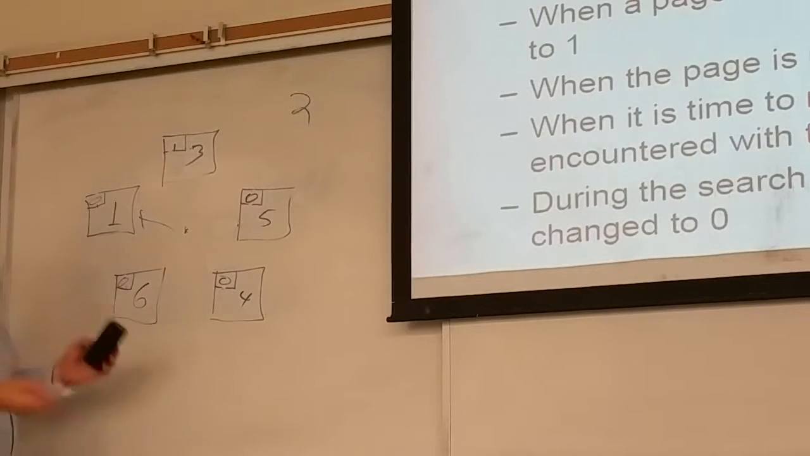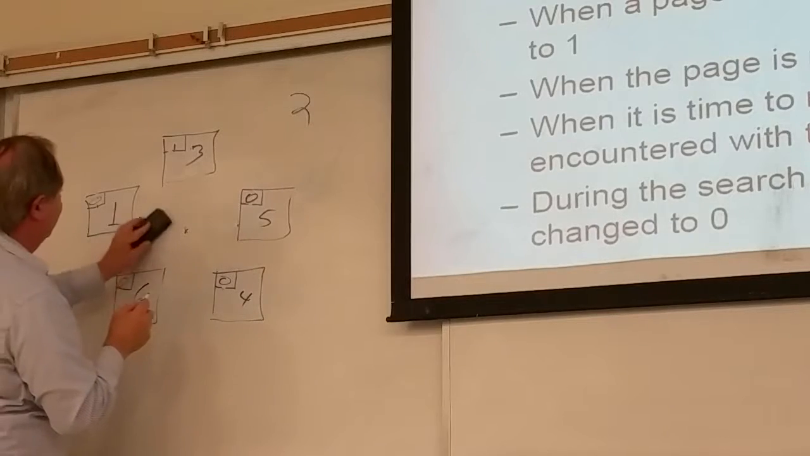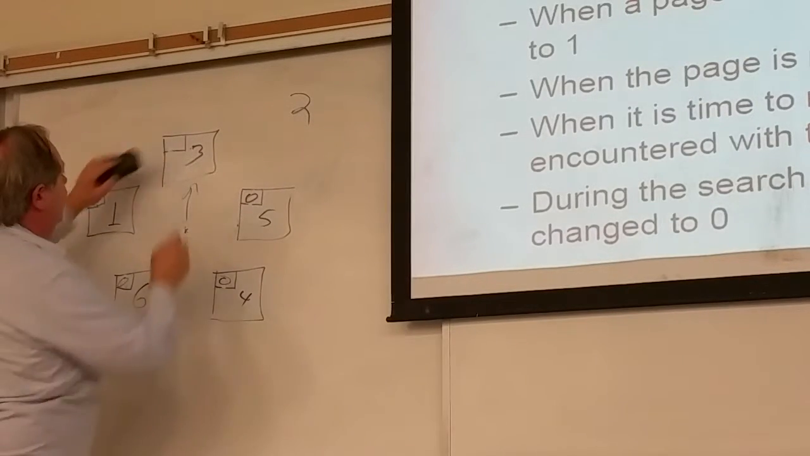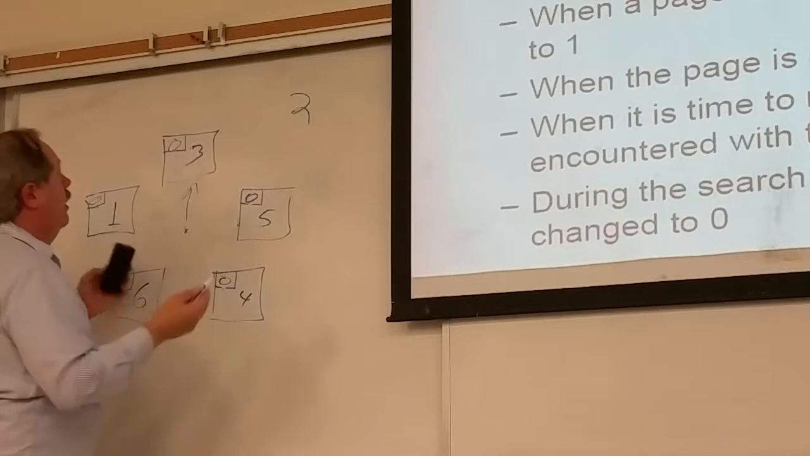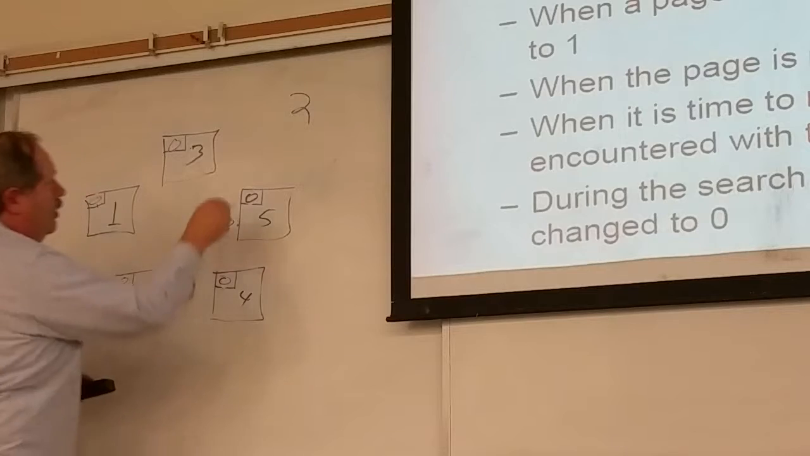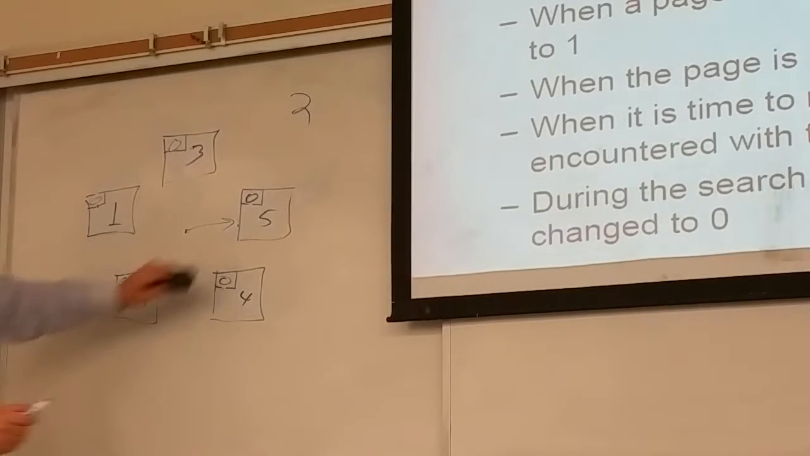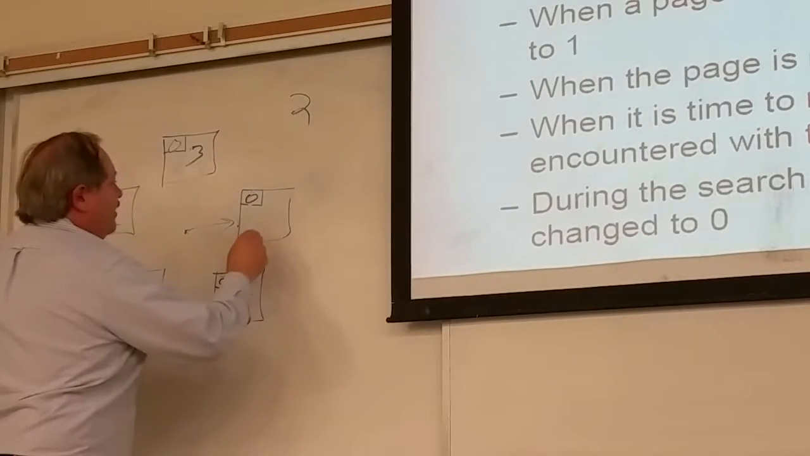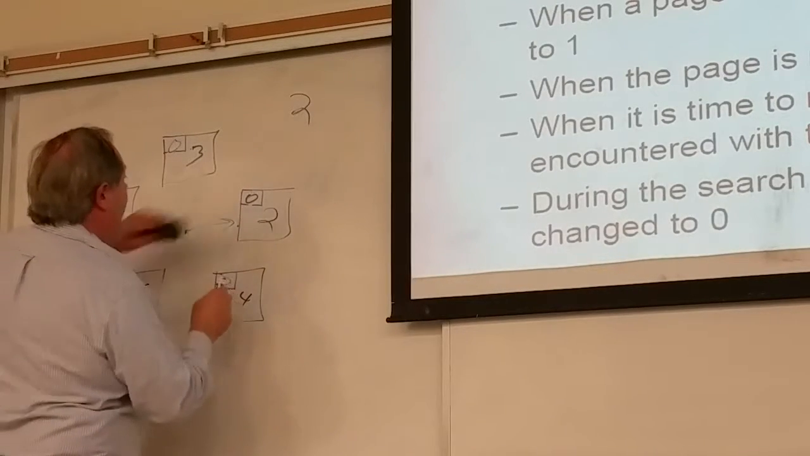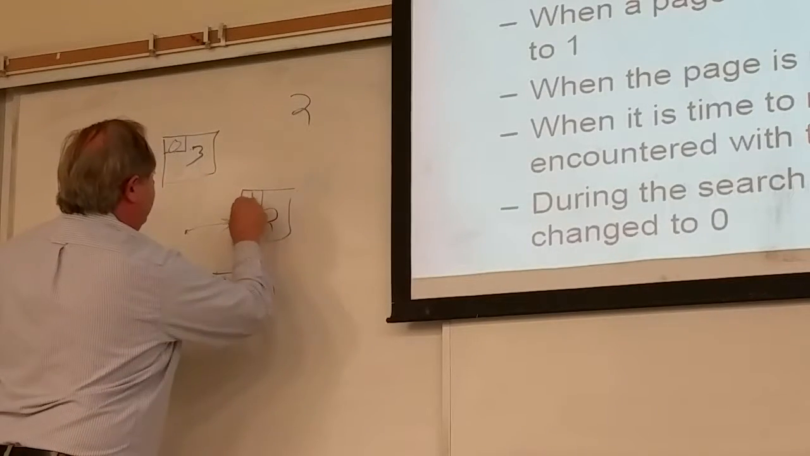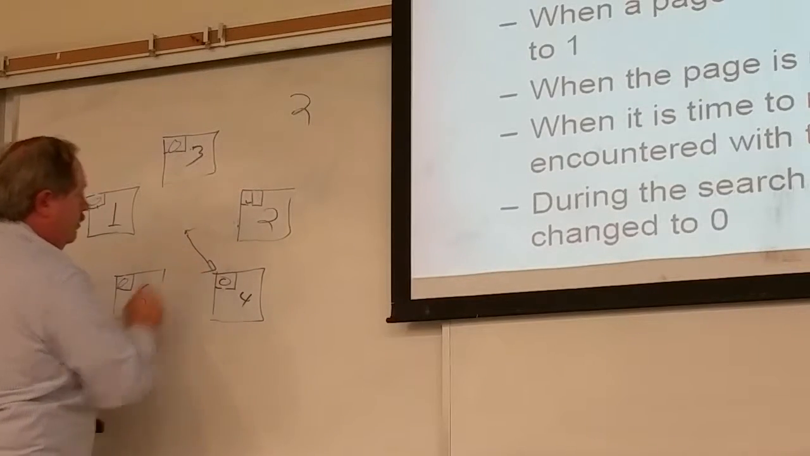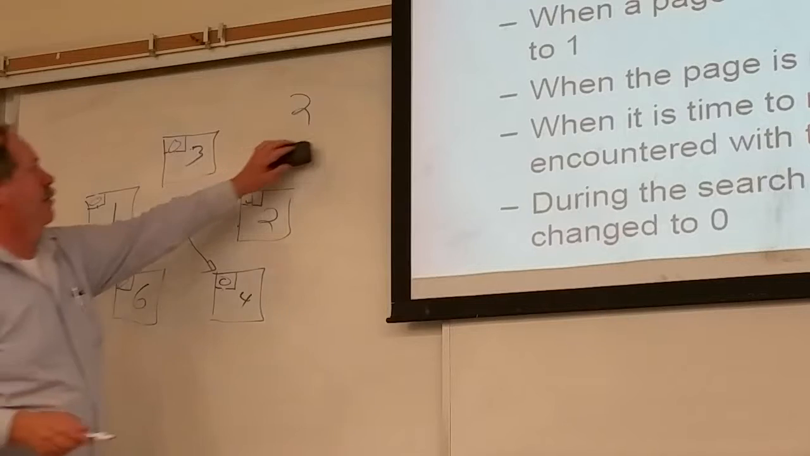This is the initial conditions. I set it to 0, I increment the pointer. Its use bit is set to 1, I decrement it to 0, increment the pointer. It's 0! Yay! And that's the loser. 5 gets kicked out, 2 gets put in there, and I set the bit to 1. And I increment the pointer. Okay?